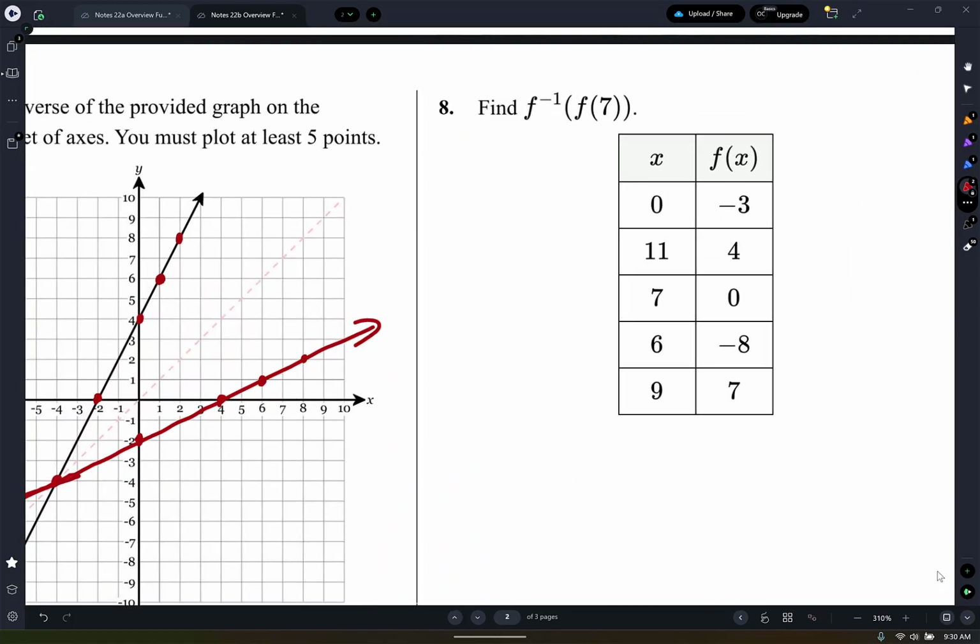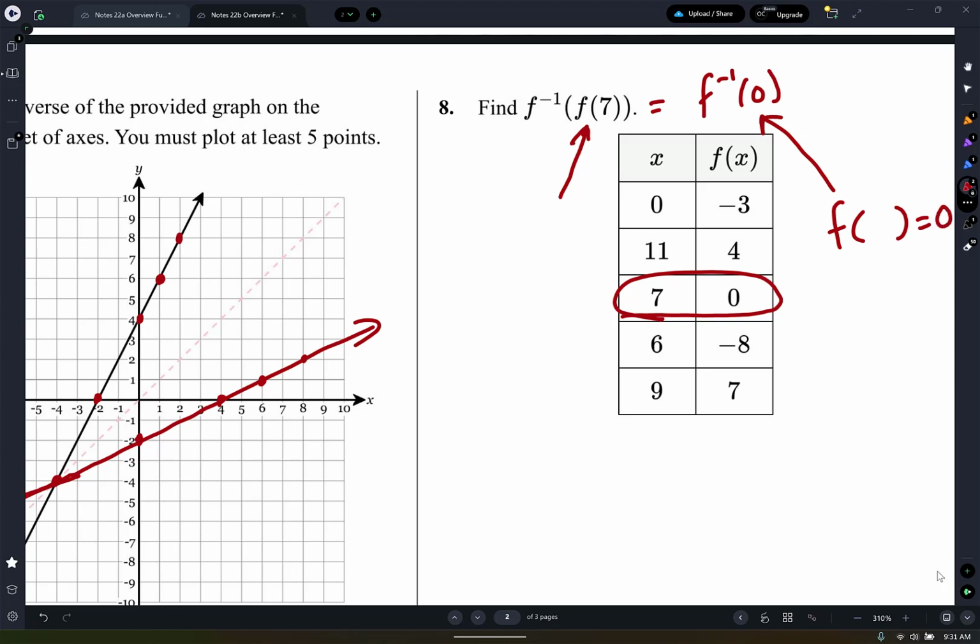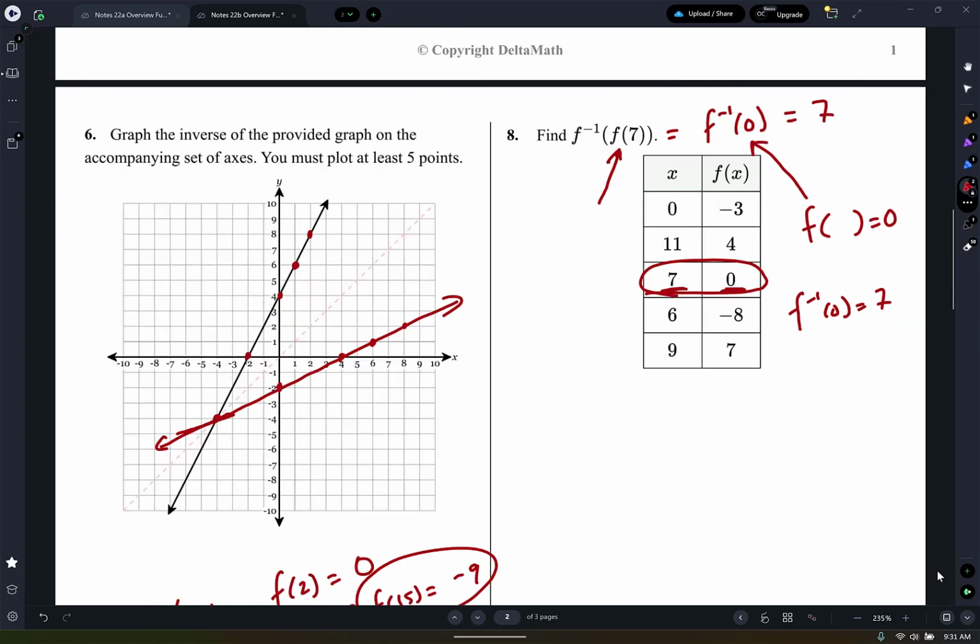All right. First, look at number 8. First, find f of 7. So f of 7. When x is 7, the output is 0. So this means inverse 0. Now remember, what does that mean? That means f of something equals 0. Well, I'm going to be back at 7 again. So this answer is 7. Because that 0 is a y value. So that means look for a y value of 0. And then what's the output? That's all it means. Cool or not cool? Okay. Don't worry, we're going to do another one.